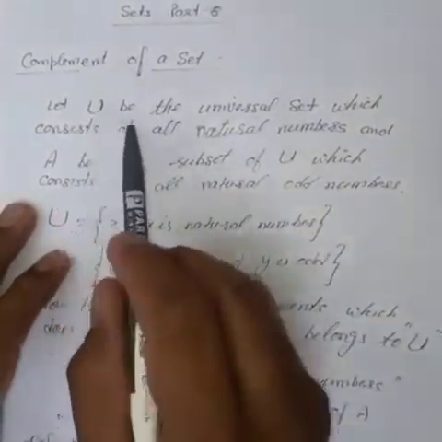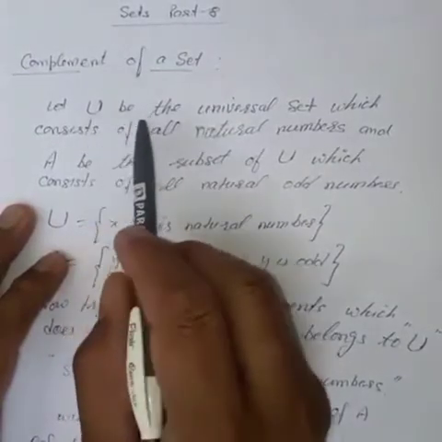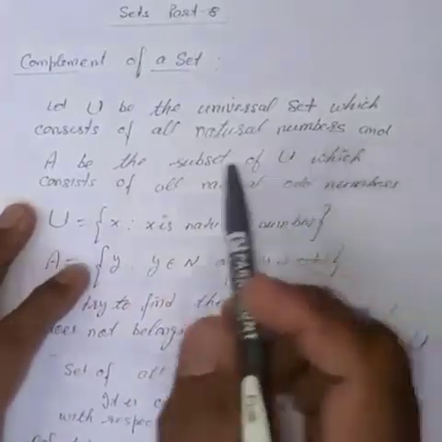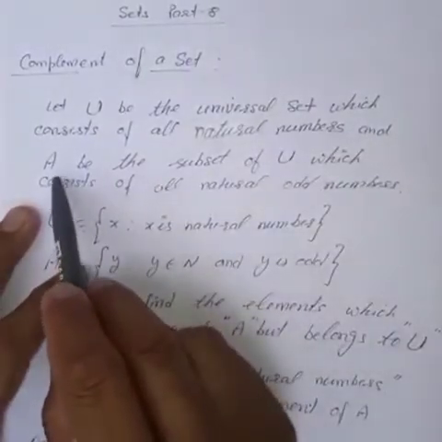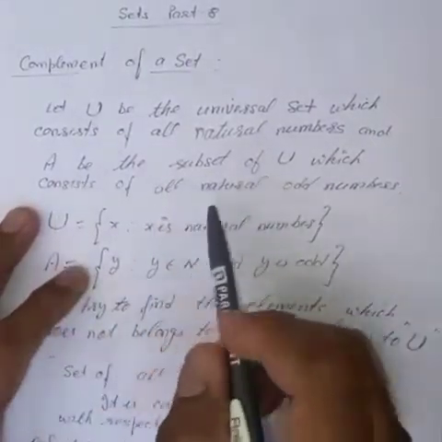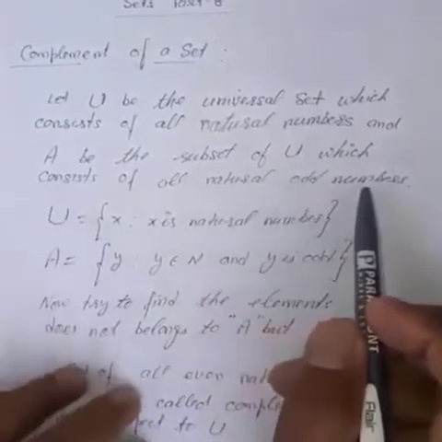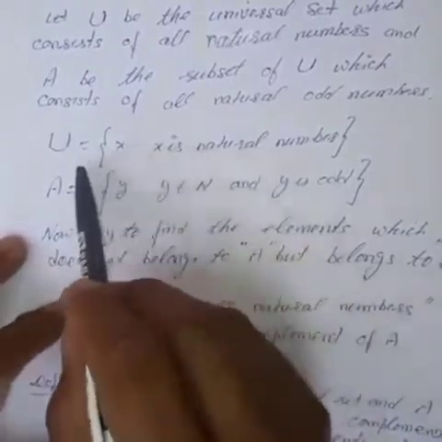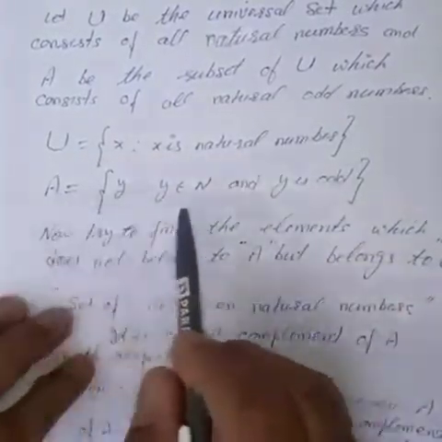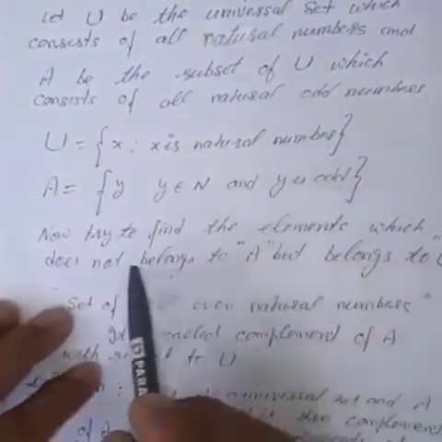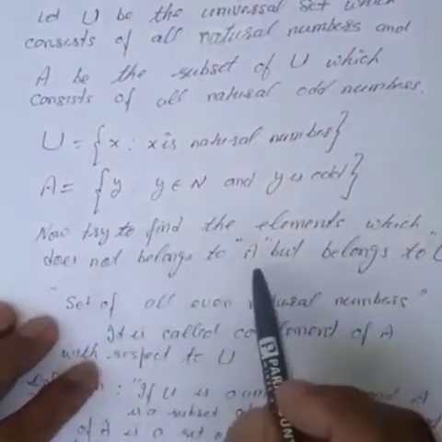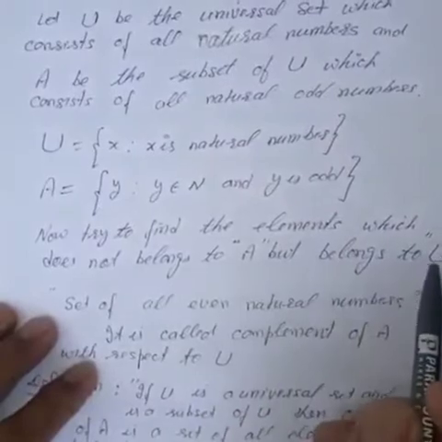Now to understand this, you can consider U, the universal set, which consists of all natural numbers, and a subset A which consists of all natural odd numbers. Now you write U in set builder form, and set A consists of odd natural numbers. Now try to find out elements which don't belong to set A but belong to set U.